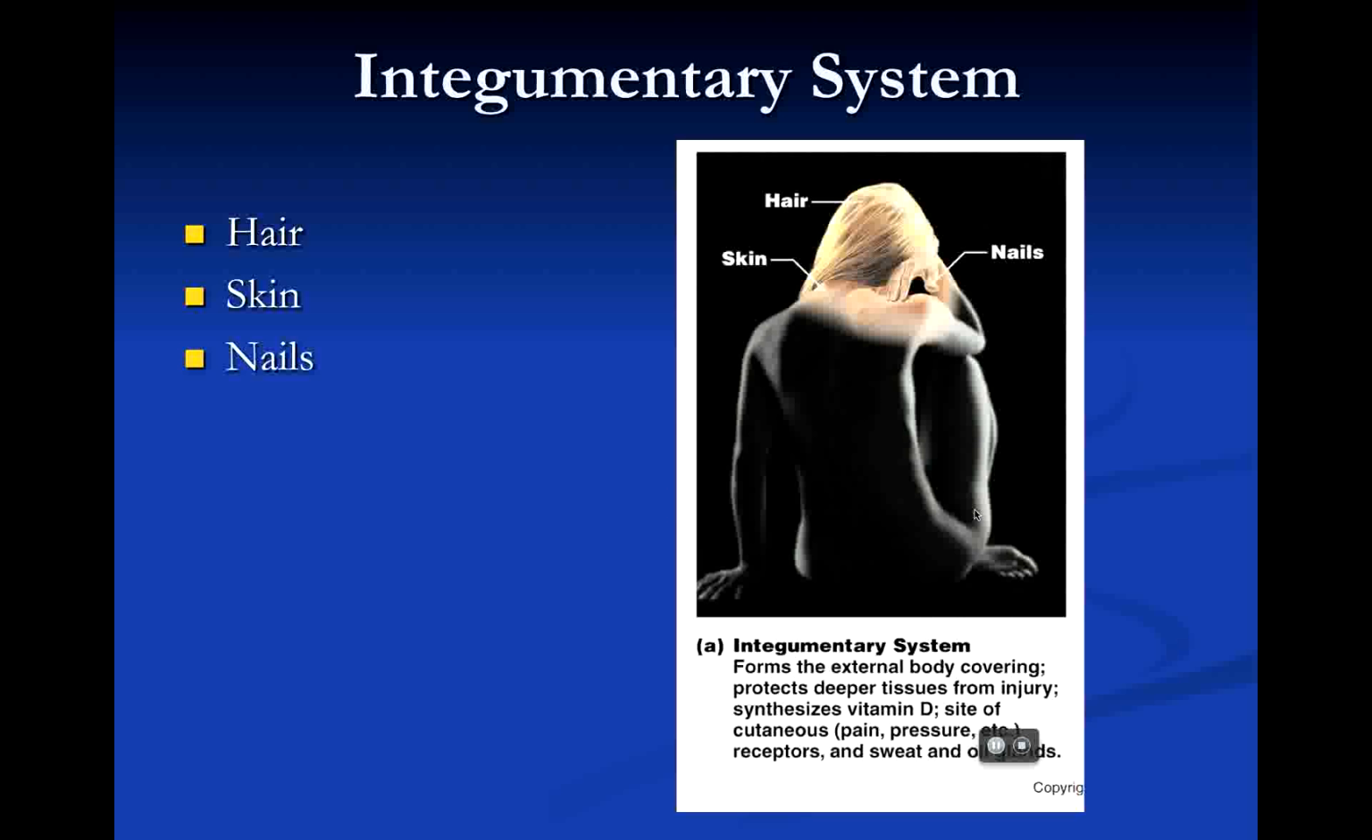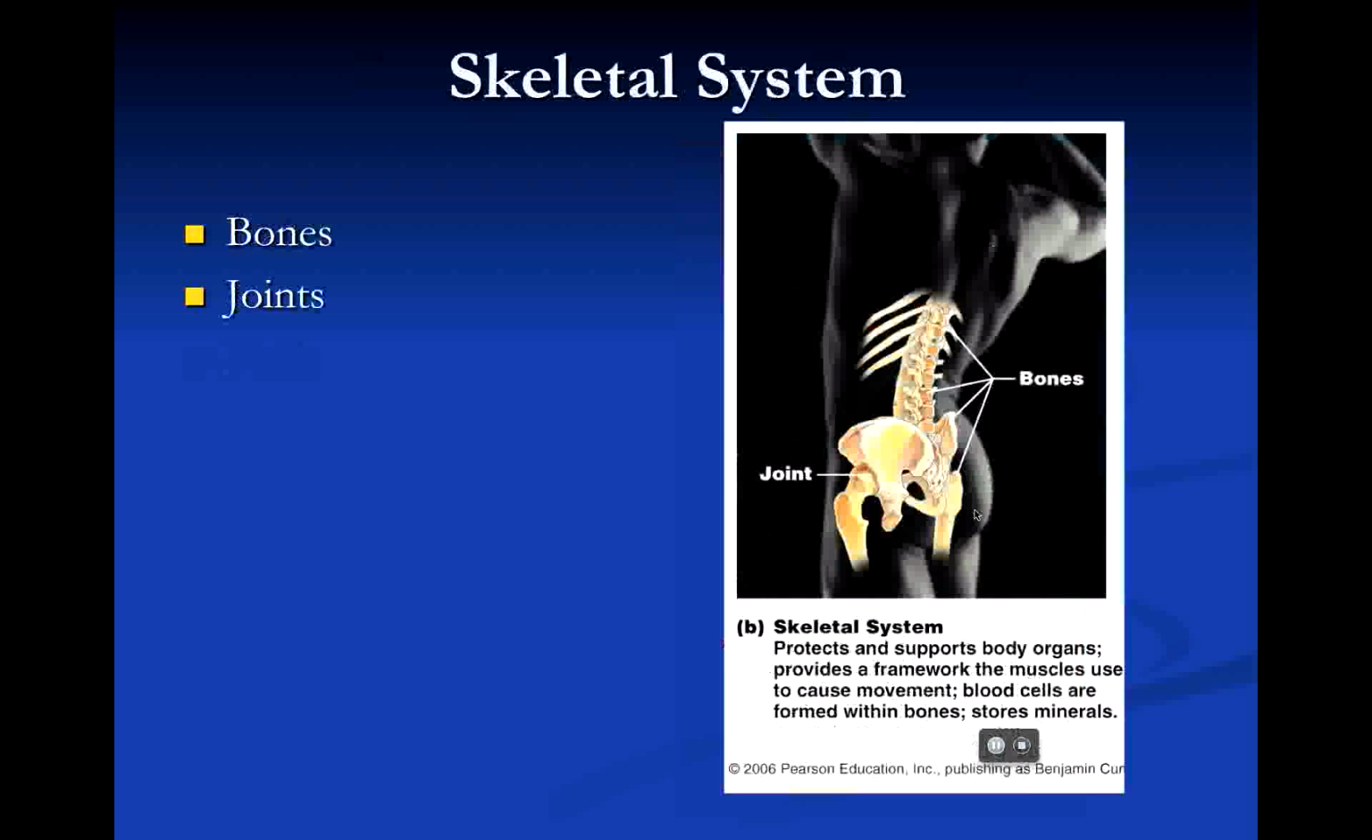And we will see once we begin to talk about the integumentary system in a later lecture that hair and nails are derivatives of the cells and tissues of the skin. So the skin actually gives rise to the hair and nails. The skeletal system consists of bones and joints. These are there for protection and support of your body.